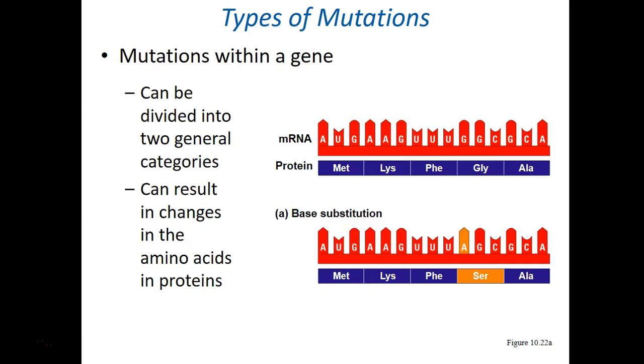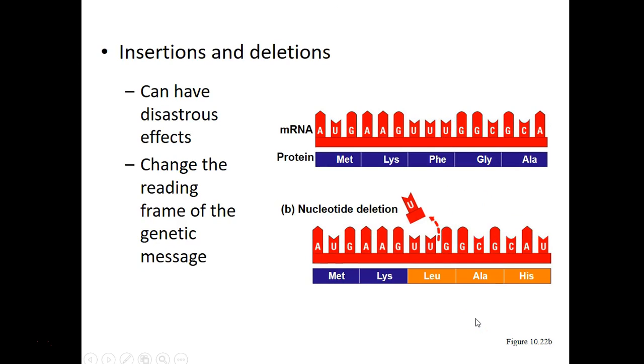Mutations within a gene can be divided into sort of two categories. They can either result in changes in the amino acids and proteins, and sometimes they don't. So you can get a base substitution. So that's a single base gets substituted, and then that changes the amino acid sequence that you have. In some cases, it doesn't affect a person's body and they're still functioning. In other cases, it does.